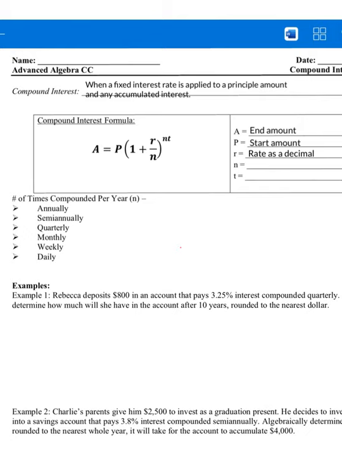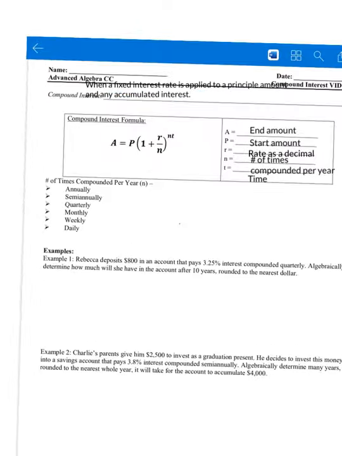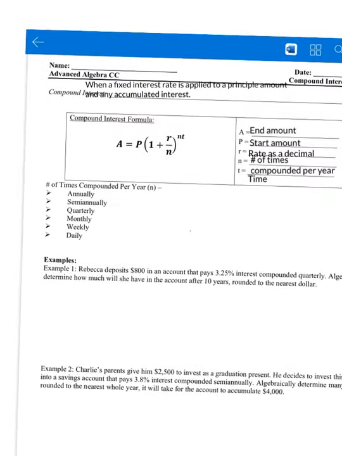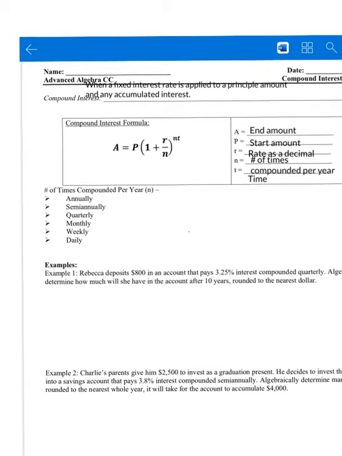Now, N is a little weird. N's the new one that's involved in this. N is the number of times that the interest is being compounded per year. How many times does that account gain interest? And T is obviously time. In this case, time is going to be talking about years. Everything's the same. The only thing that's new is the N value. So let's just talk about the N value.